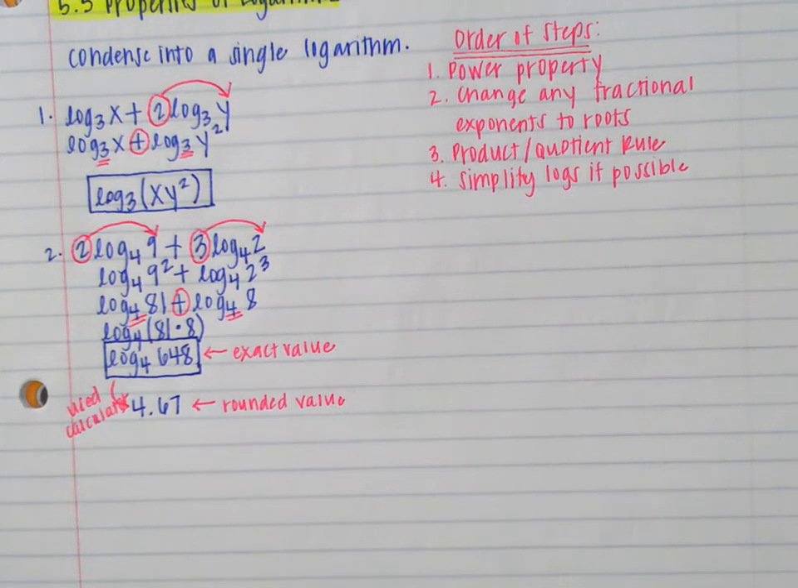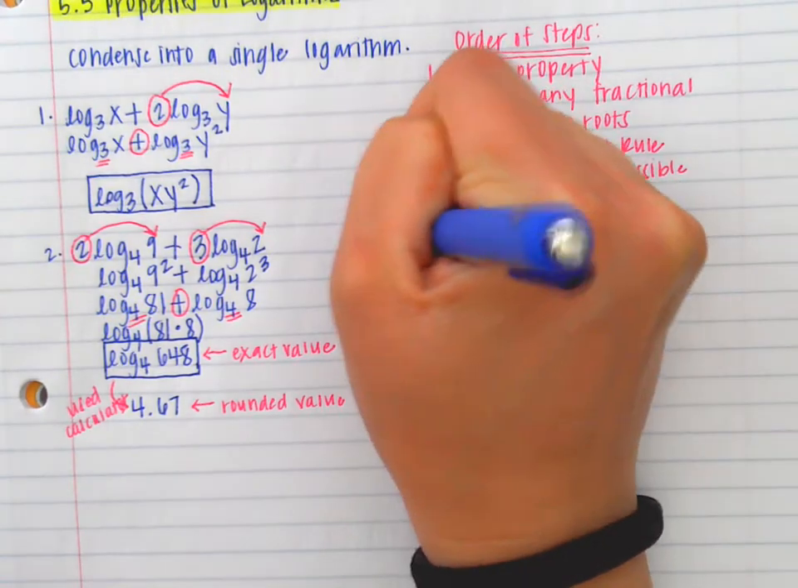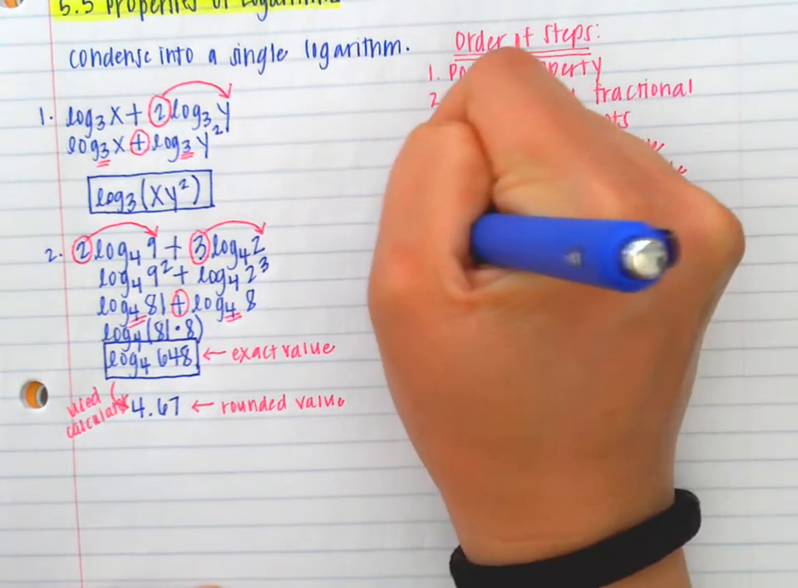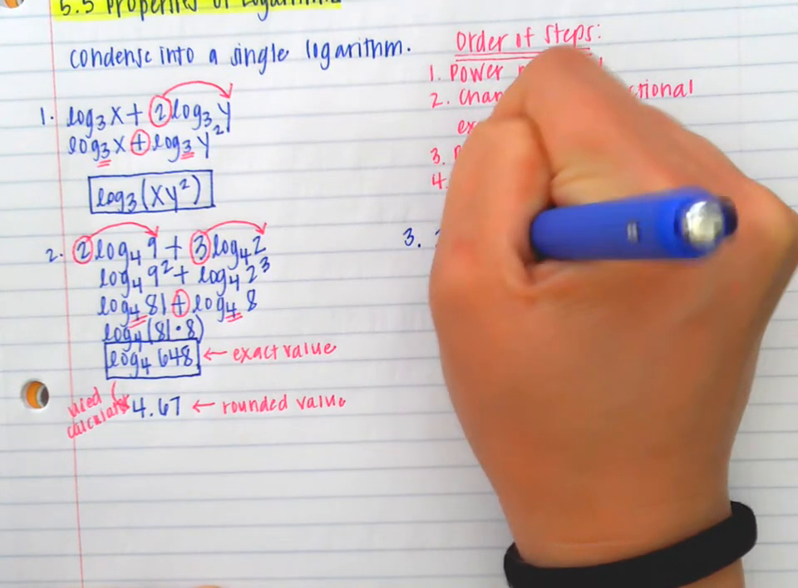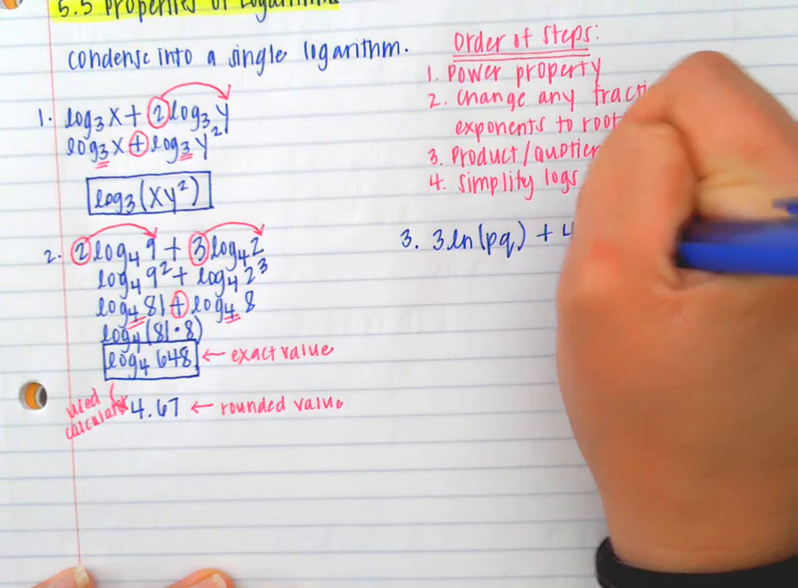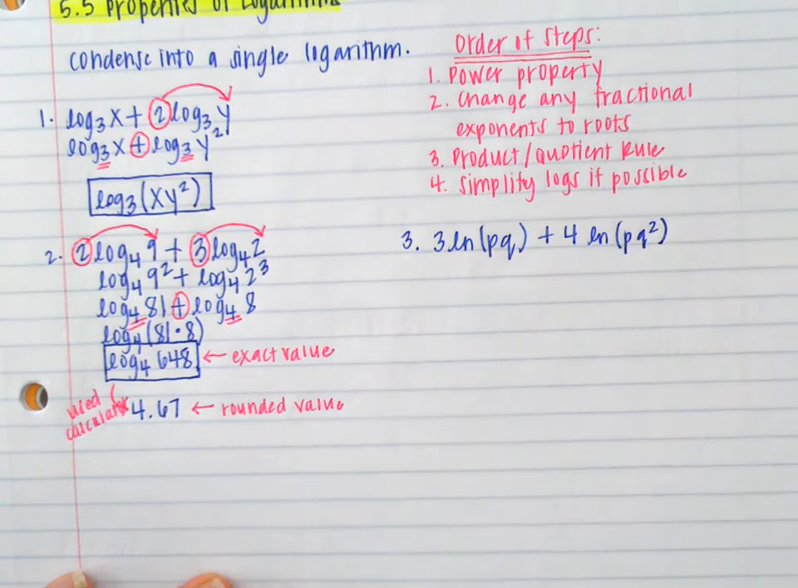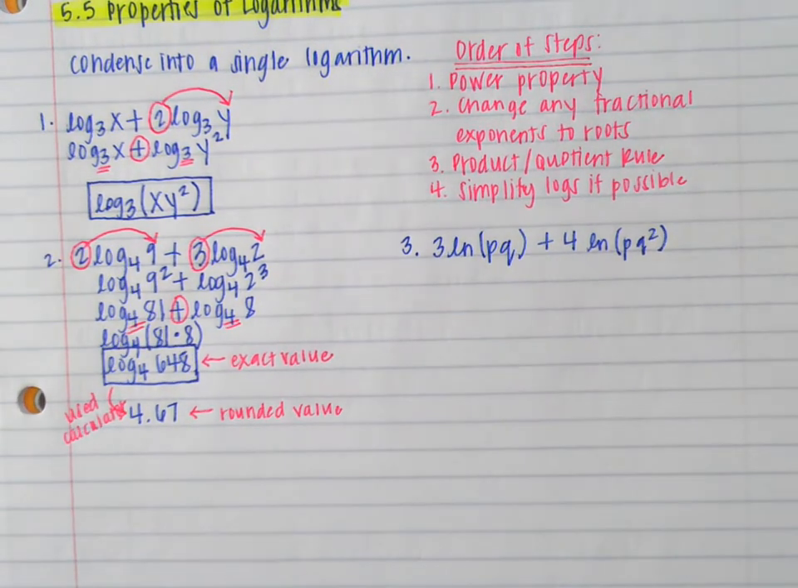So let's try another one. Okay. So if I have 3 ln PQ plus 4 ln PQ squared, I want you to think, okay, what's my first step in doing this problem? So what would be the first thing we would do? And if you're thinking power property, you would be correct.